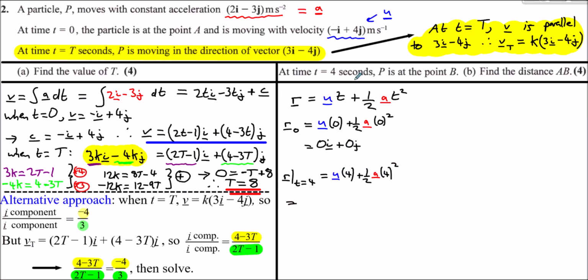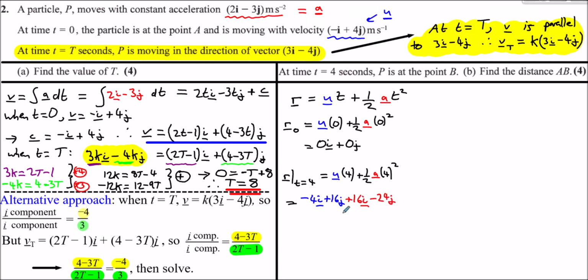So 4 lots of u is going to be minus 4i, and 4j would become 16j. And then this here, a half times 4 squared is 8. So essentially we're going to multiply the acceleration vector by 8. The a vector is this, so multiplying all components by 8, 2i becomes 16i, and minus 3j becomes minus 24j.